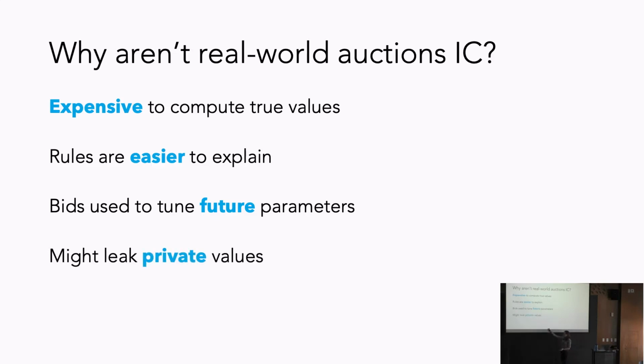Auctions might leak the agent's private values in the form of their payment function or their allocation function, so agents might not want to actually expose those private values by bidding truthfully. And finally, agents are sometimes not risk neutral, so an auction that is incentive compatible for risk neutral agents may no longer be incentive compatible when the agents aren't risk neutral.